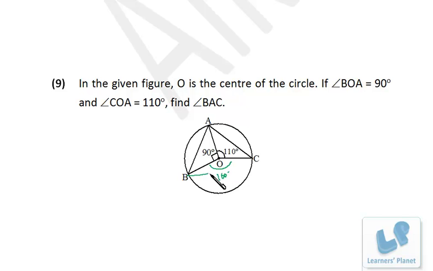Now from the segment BC, this is the angle at the center and this is the angle at the circumference. So the angle at the circumference should be half of this. So if it is 160 degrees, it must be 80 degrees, right? So angle BAC must be 80 degrees. Okay, I hope you are clear.